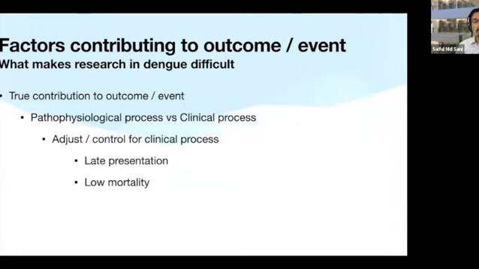One more thing I think that we need to appreciate is factors contributing to outcome and events. What makes research in dengue difficult is what actually are the true contributions to outcome or event. Is it solely the pathophysiological processes, or is it also the clinical processes that occur? We've got to adjust or control for clinical processes, for example, late presentation, and an element of low mortality rate. Hence, you've got to have a bigger cohort and a longer time in terms of recruiting patients.